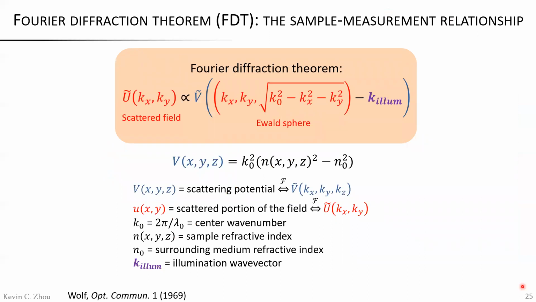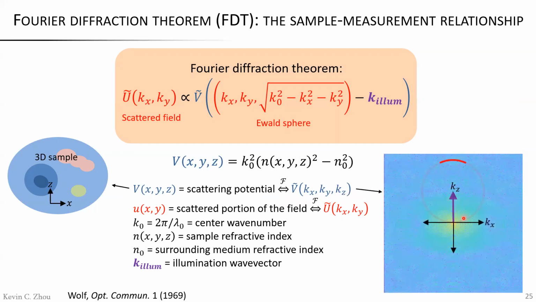So here's the Fourier diffraction theorem in equation form for those more mathematically inclined. The sample is actually represented by the 3D scattering potential, V of X, Y, Z. And this is directly related to the refractive index distribution via this one-to-one relationship. And then V twiddle is the scattering potential spectrum. So this is that K-space plot that I showed earlier. And then U is the scattered field that we measured along this Ewald sphere. And finally, the K illumination is the illumination K vector that I showed in previous slides.